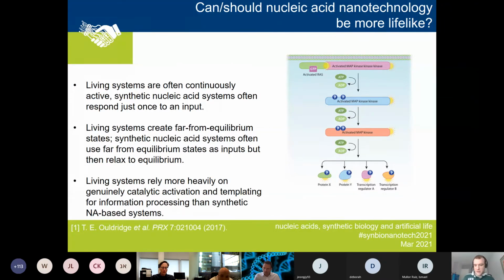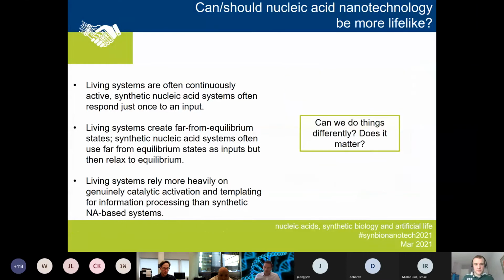Not always, but typically. And in fact, the processes I talked about on the previous slide, the production of biopolymers like RNA, DNA, and so on, are also using a catalyst. The template strand that encodes for the product is acting as a catalyst. And we don't really have in nucleic acid nanotechnology things that do catalytic templating of assembly at the moment. So we do things differently.